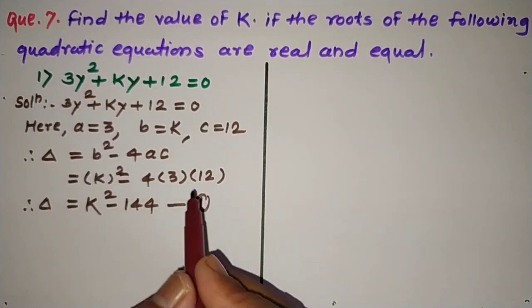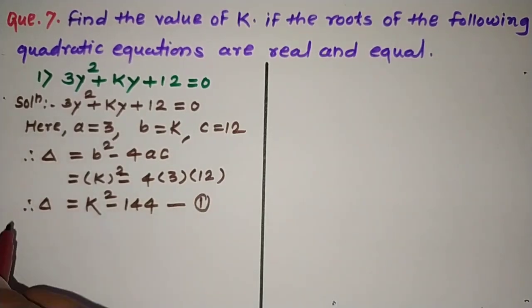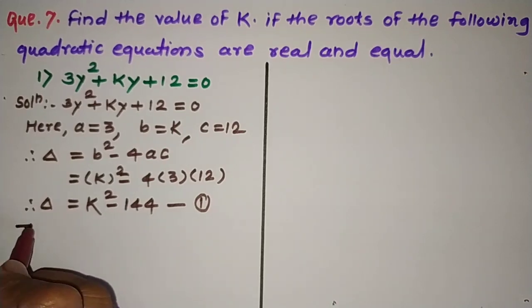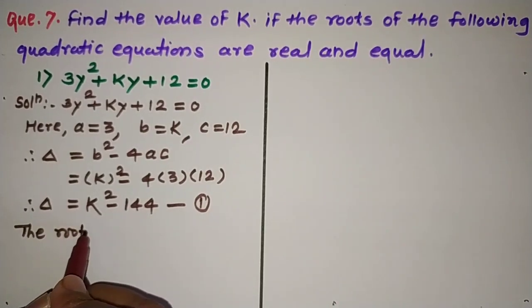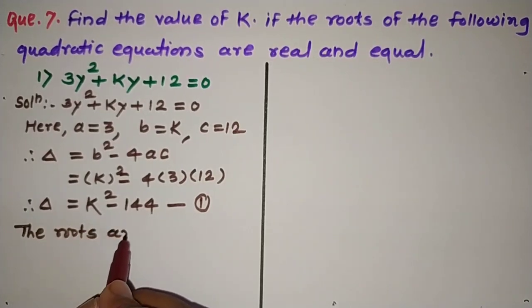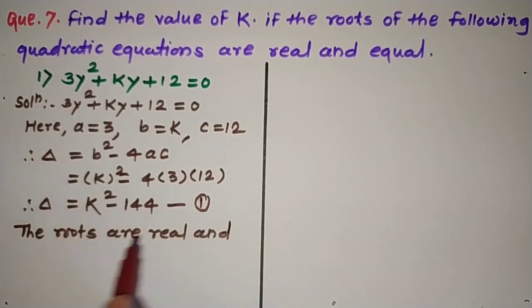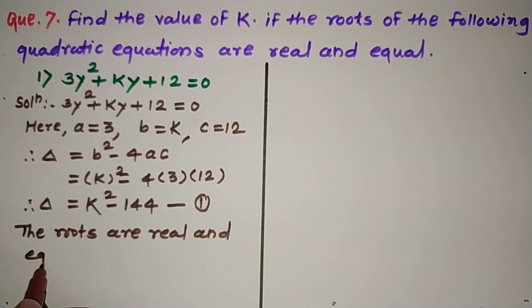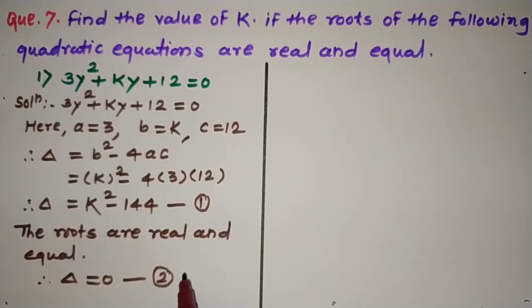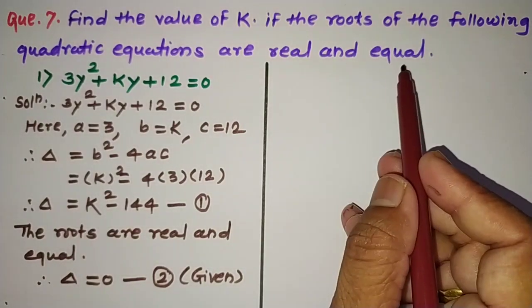This is the equation 1. But the roots are real and equal. Therefore, the value of delta is equal to 0. This is equation 2. Delta is equal to 0 is given, since the roots are real and equal.